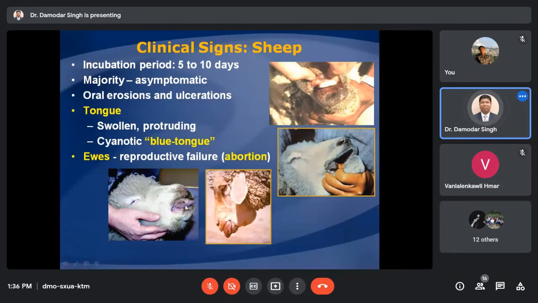The tongue becomes very hard and firm, swollen, and protruded out of the mouth cavity, and it turns blue in color. That's why blue tongue, right? And in the case of pregnant animals, due to the infection of the placenta and the gravid uterus, reproductive failure, mainly abortion, is seen.